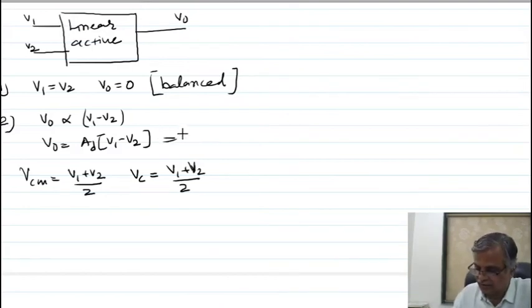Here you can also write AD into VD. VD is called the differential signal. VC is called the common mode signal.